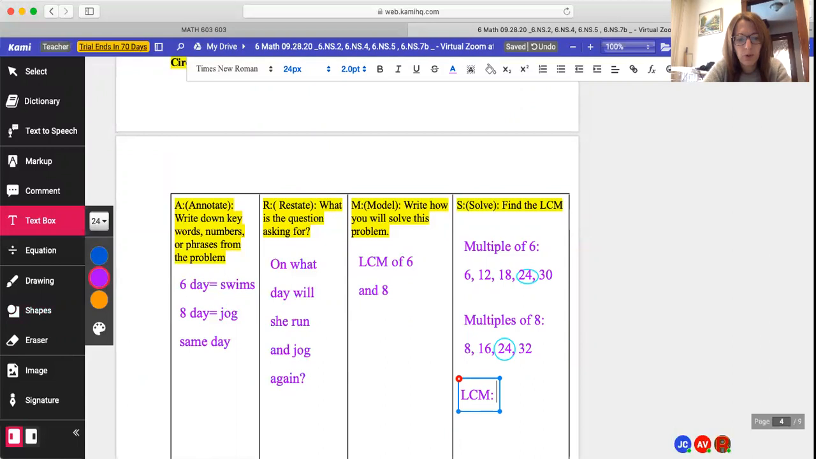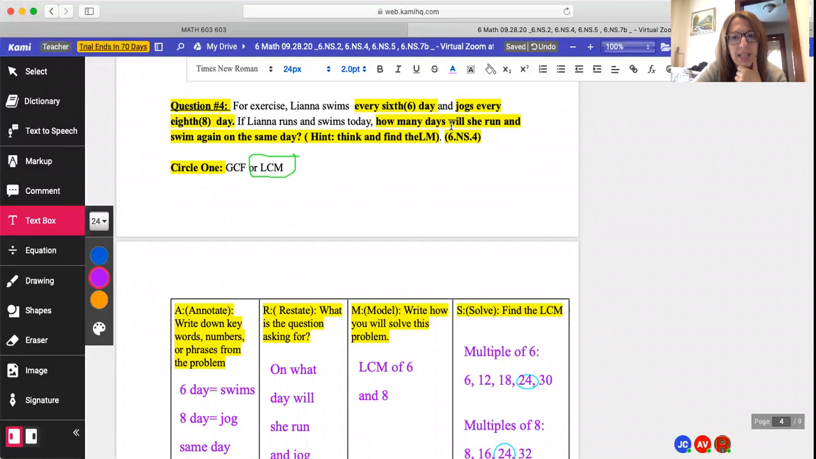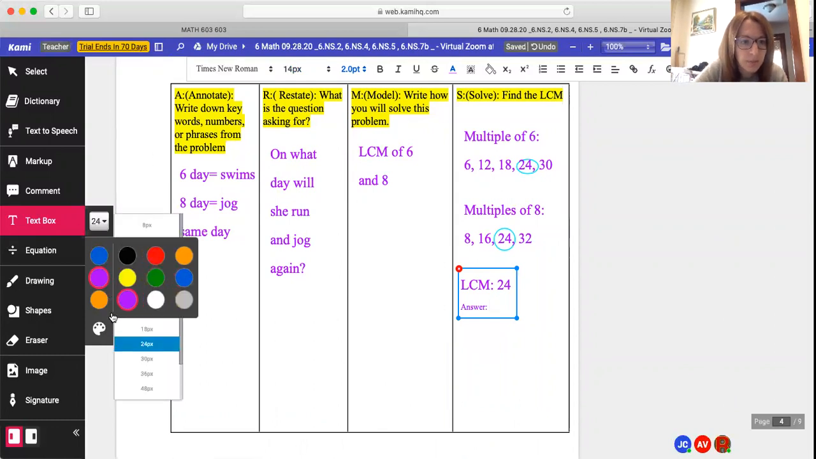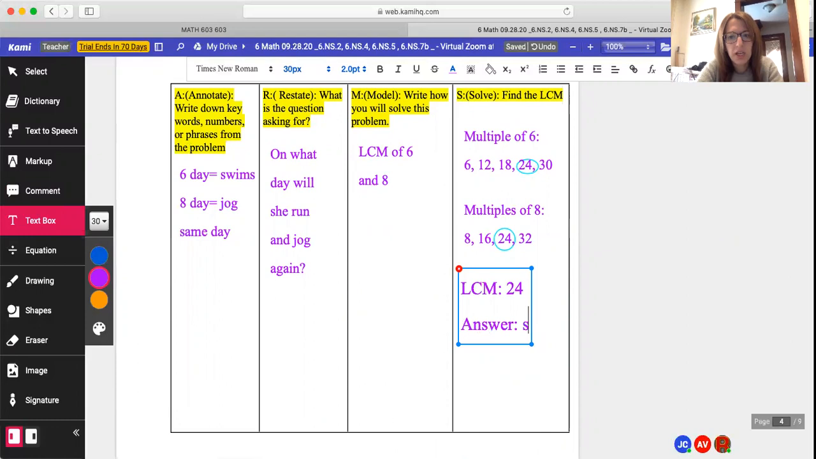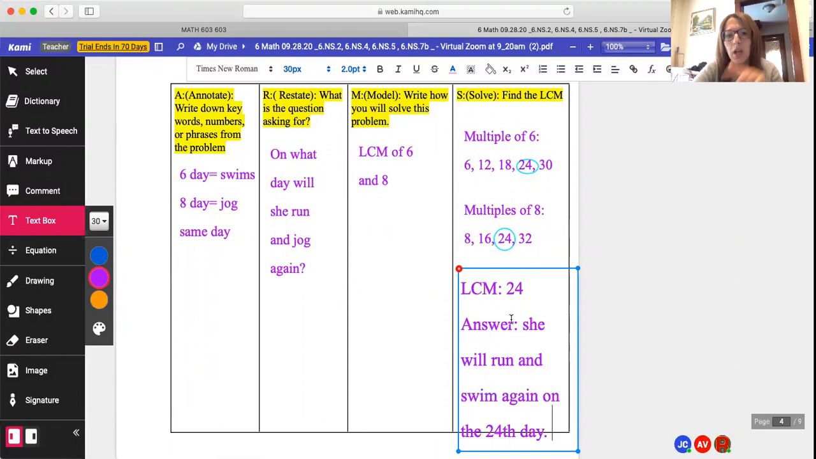Now, what does this 24 represent? If you go back to the question, it asks how many days will she run and swim again on the same day? So the answer is, let's make that a little bit larger, she will run and swim again on the 24th day. That is the answer. Yes, the LCM is 24, but then you have to go back and restate what you were trying to find. Remember, every keyword, every LCM.